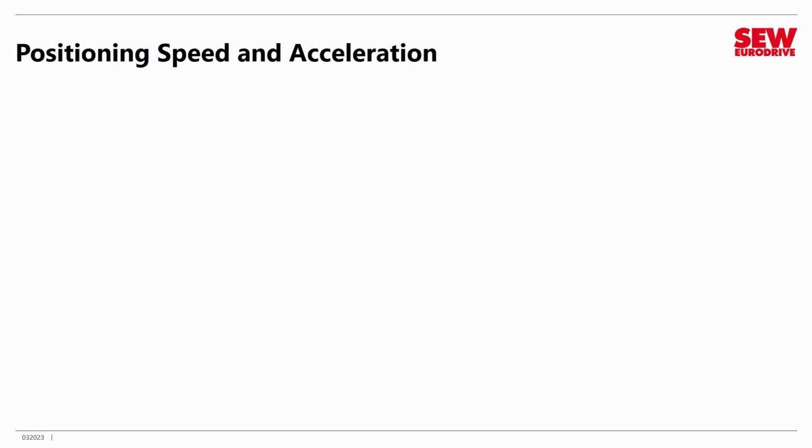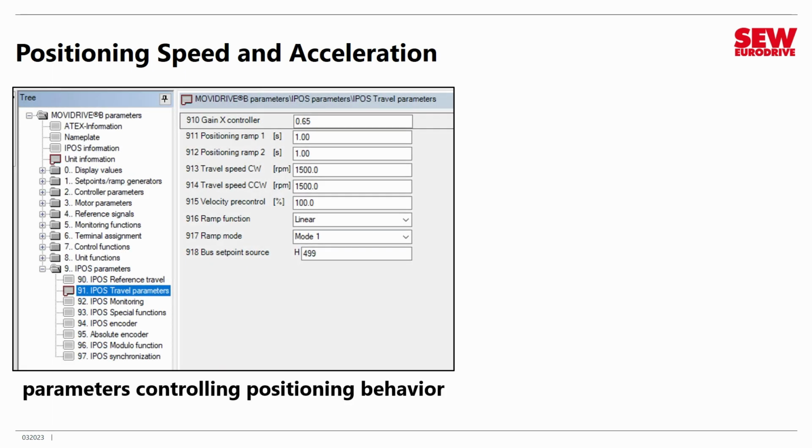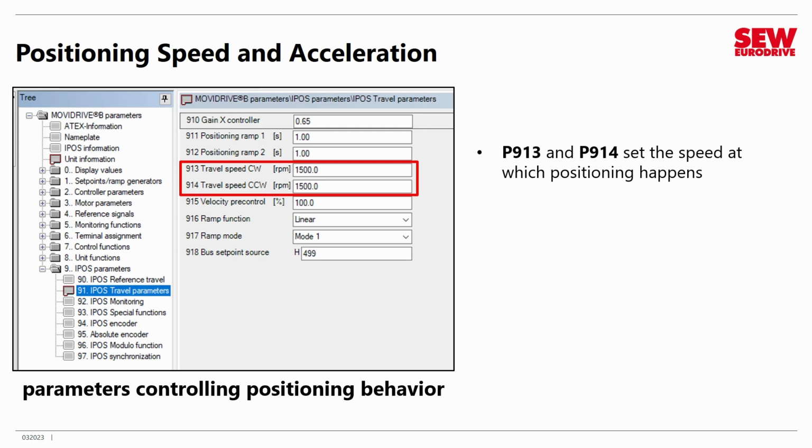We need to talk about the positioning, speed, and acceleration. And that means we have to visit the parameter tree. These are some of the parameters that have an influence on positioning. First of all, there are two travel speeds in parameters 913 and 914. This is the speed that when you give the MoviDrive B a positioning IPOS command, it will move. And they can be different, of course. Right here, they're both set to the same value, 1500.